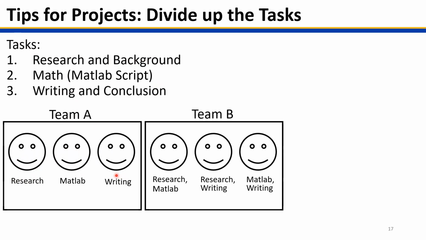Another method is to do what team B is doing. So again, 3 people, maybe one person does lots of research and they know a little bit about MATLAB. And then the second person, they don't know so much about MATLAB, but they prefer to do more about writing. And then the last person is going to be more like the coder. And then they can split up the work like that.